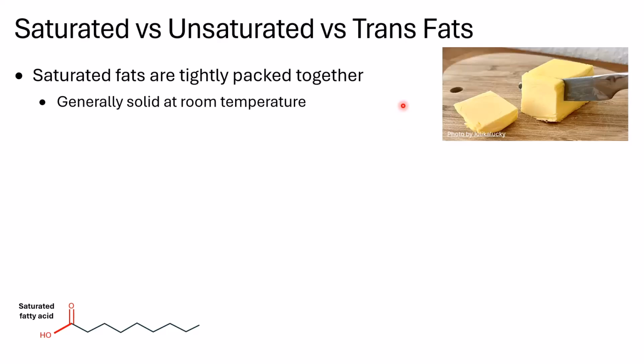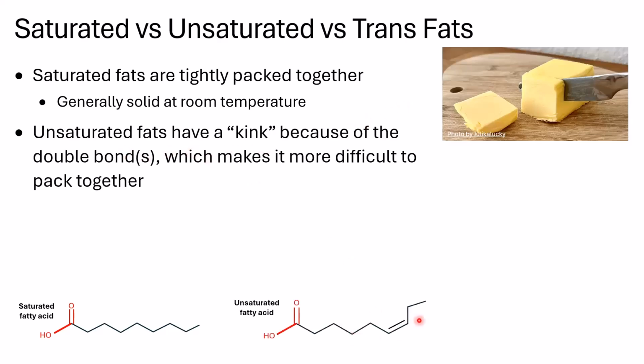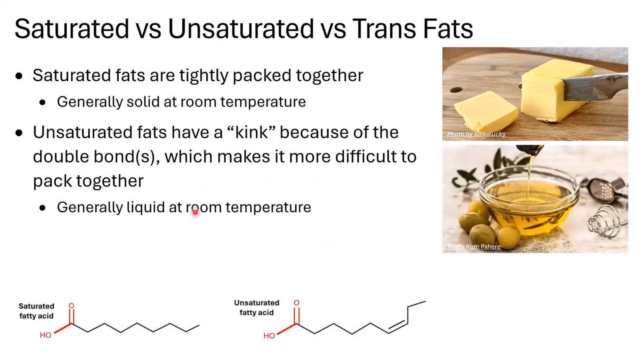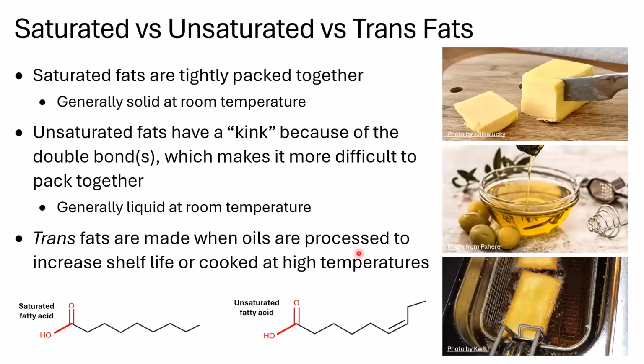Unsaturated fats have one or more double bonds, which give the unsaturated fat a bit of a kink in its structure. This means that it can't stack the way saturated fats do, and so they tend to be liquid at room temperature, such as this olive oil, as well as many other plant-derived oils. Unsaturated fats have been shown to improve blood cholesterol levels, which is why they are generally referred to as healthier fats. Trans fats are made when oils are processed to increase shelf life, or when cooked at high temperature, like when food is deep fried. Trans fats are also associated with increased plaque in arteries, as well as a host of other health problems, which is why it's generally recommended to limit trans fat in our diets.